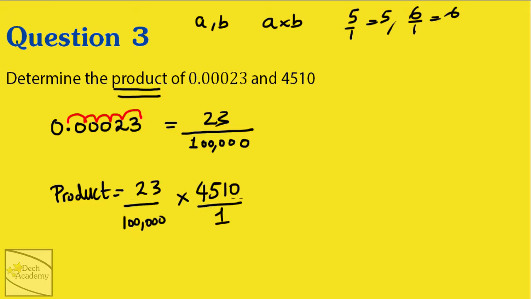So we're simply multiplying two fractions by each other. So the numerator is simply 23 times 4,510. And the denominator is 100,000 times 1, which is simply 100,000.